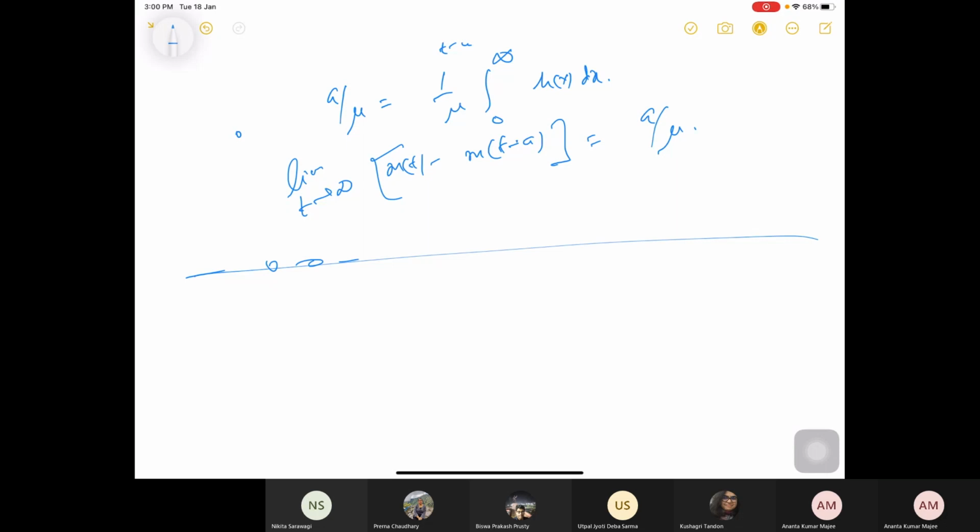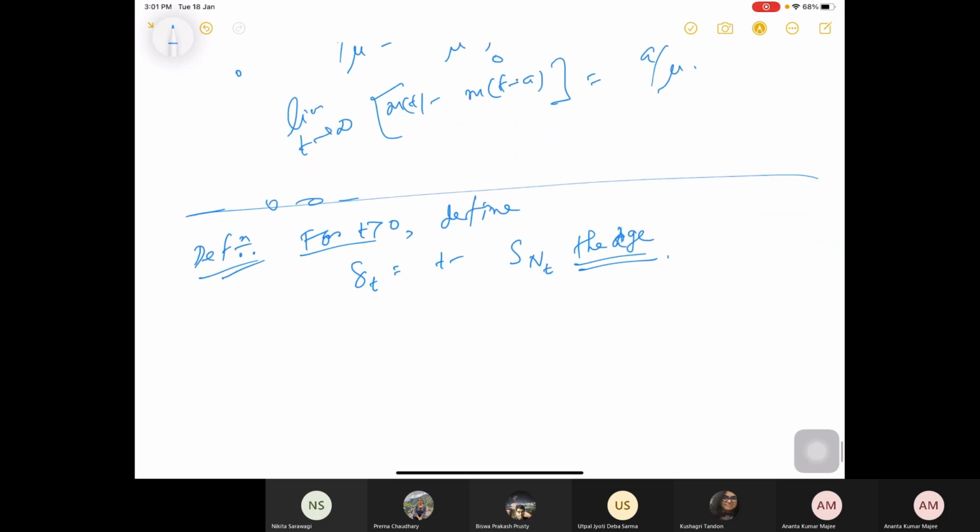So for that, let us define. These are the definitions I am trying to make. What is the excess life or the age? For t positive, we define delta(t), which is nothing but t minus S of N(t). This is called the age. And then I want to look at what is called the residual life, or the excess life.